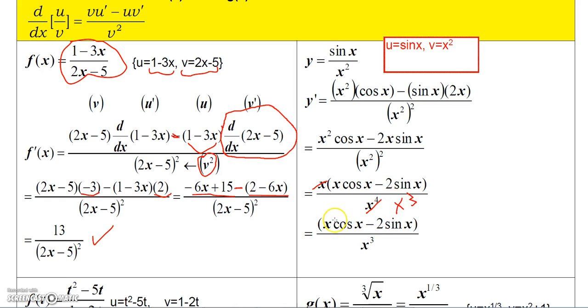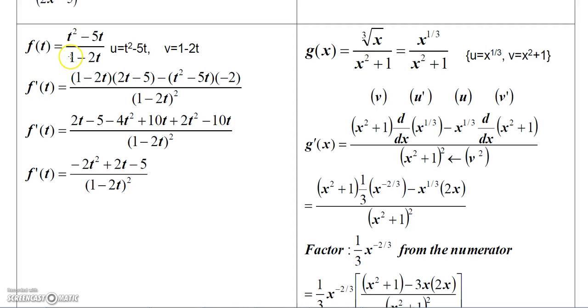So I end up with x cosine x minus 2 sine x all over x cubed for my final answer. Now this function here is written as a function of t, and so I'm going to let u be the numerator and v be the denominator.